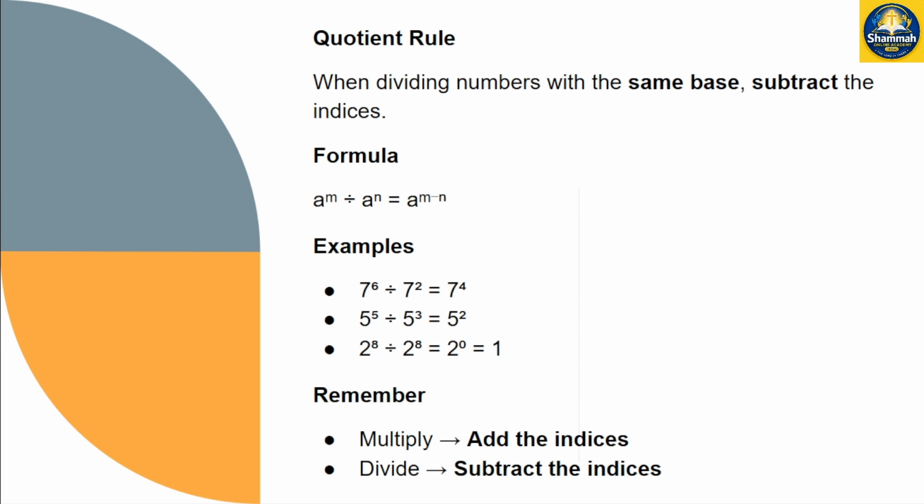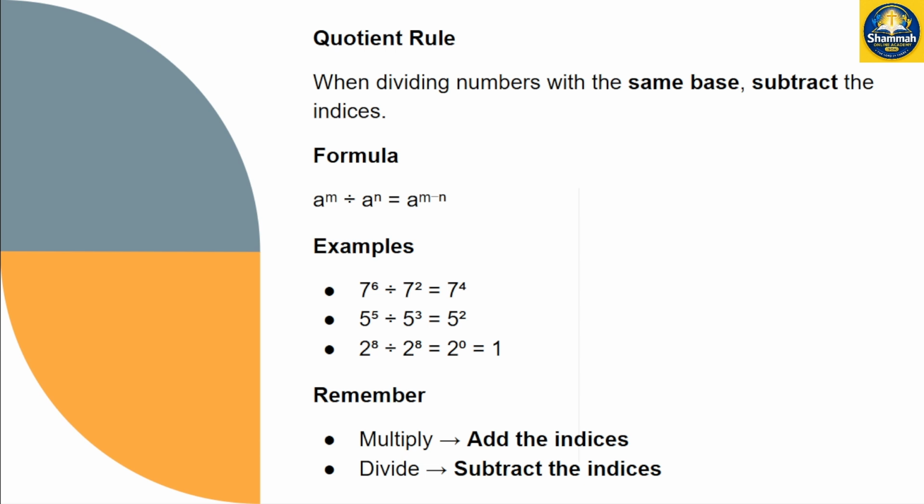Let's look at the examples. 7 raised to the power 6 divided by 7 raised to the power 2 is simply 7 raised to the power 6 minus 2, which gives us 7 raised to the power 4. If we have 5 raised to the power 5 divided by 5 raised to the power 3, what we'll do is simply 5 raised to the power 5 minus 3, which gives us 5 raised to the power 2.